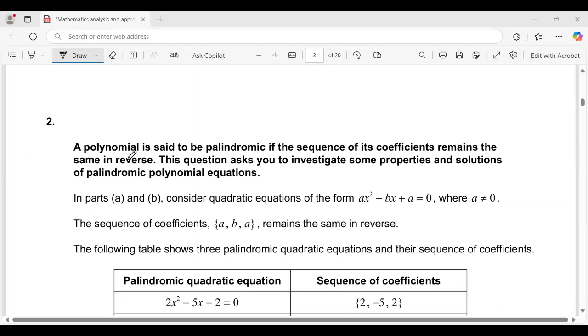Number 2. A polynomial is said to be palindromic if the sequence of its coefficients remains the same in reverse. This question asks you to investigate some properties and solutions of palindromic polynomial equations. In parts A and B, consider quadratic equations of the form ax squared plus bx plus a equals 0, where a not equals 0. The sequence of coefficients a, b, a remains the same in reverse. The following table shows three palindromic quadratic equations and their sequence of coefficients.